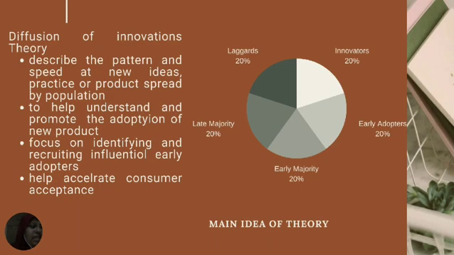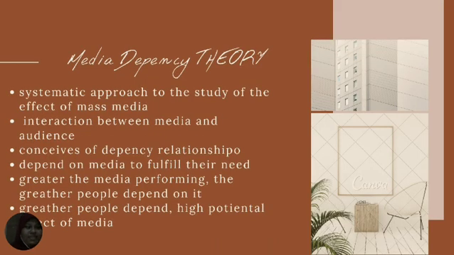Okay, the next one is media dependency theory. According to media dependency theory, it is a systematic approach to the study of the effect of mass media. The theory was introduced and outlined by Sandra Ball-Rokeach and Melvin DeFleur, the American communication researchers, in 1976. It conveys a dependency relationship, with the main focus on the relation between audience and the media.